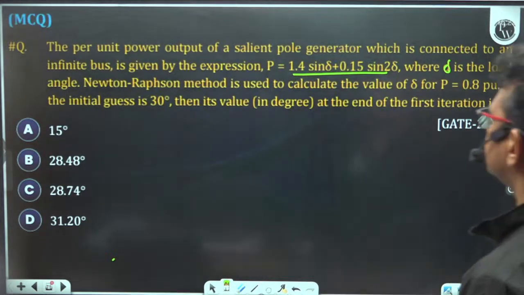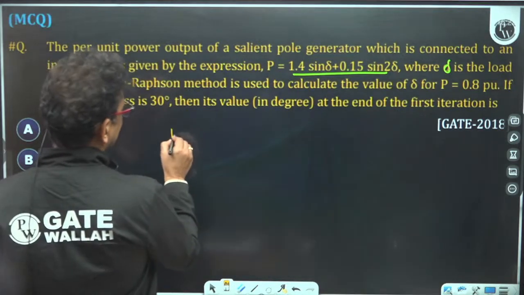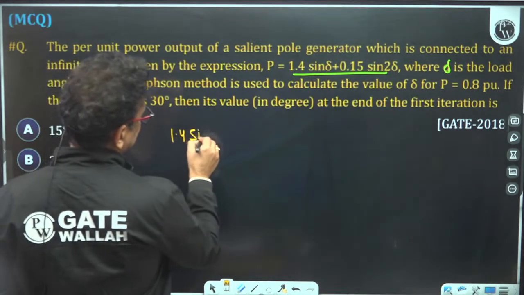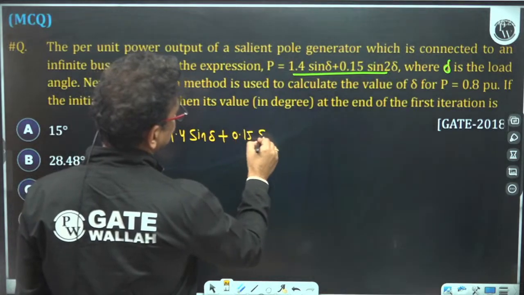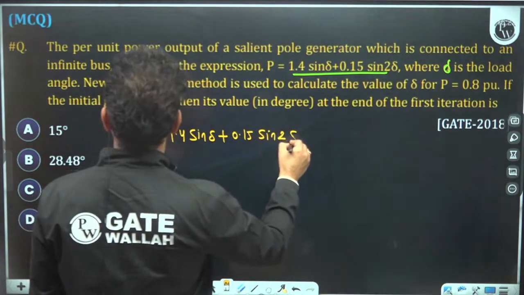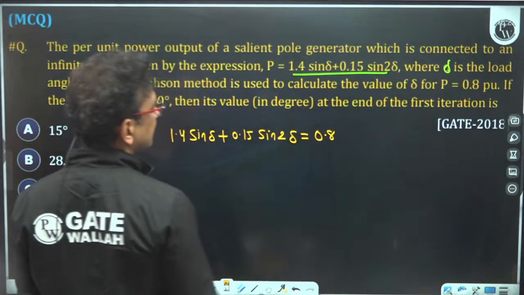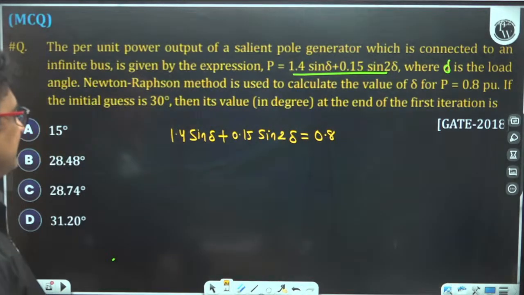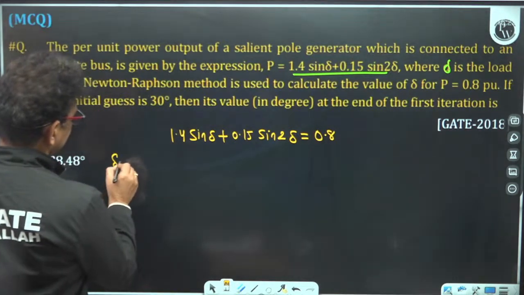See, I have to solve this question. 1.4 sine delta plus 0.15 sine 2 delta is equivalent to 0.8. Completely non-linear equation to find out the value of delta. Initial guess delta naught is 30 degree.